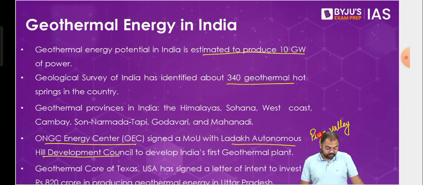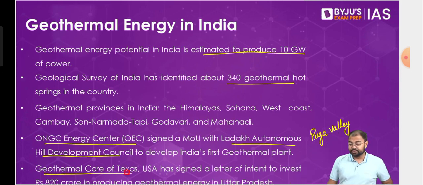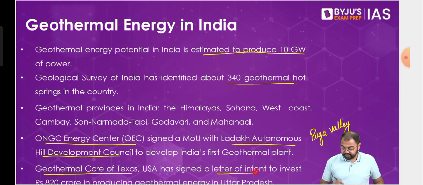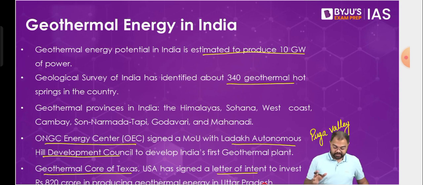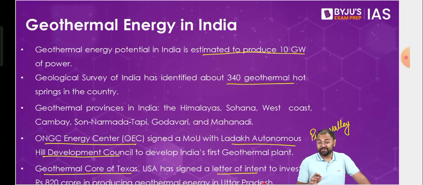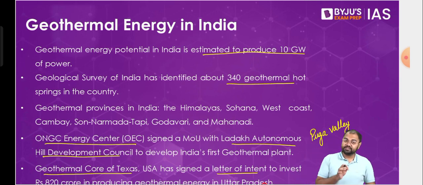Then after that, last year, Geothermal Core of Texas, a US-based company, also signed a letter of intent to invest rupees 820 crores in producing geothermal energy in Uttar Pradesh. They signed a letter of intent with the government of Uttar Pradesh that a total of 820 crore investment will be made in understanding these geothermal energy reservoirs and using them for electricity generation. So that is what we see from the perspective of India.